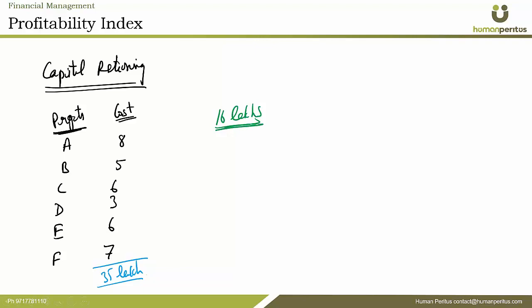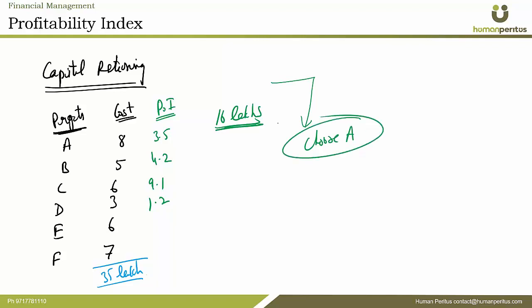So now you can't do all the projects. So you have to make a choice of which ones I should be doing. This is known as capital rationing. So generally all books will tell you what do we do? We calculate profitability index for all the projects. For example, it is 3.5, it is 4.2, 9.1, 1.2, and so on. And whichever have higher profitability index, we choose them. Okay, but of course that is true. There's no problem with that.